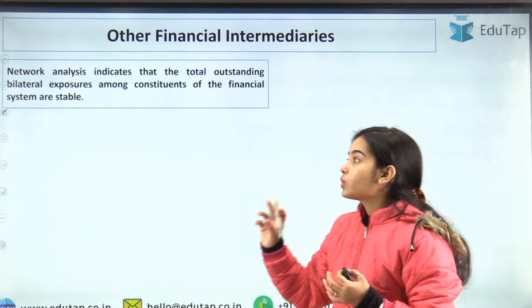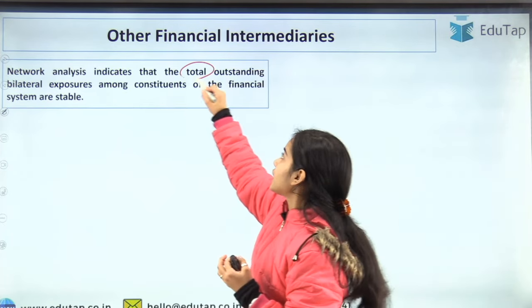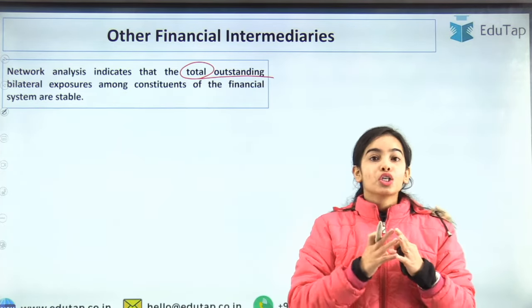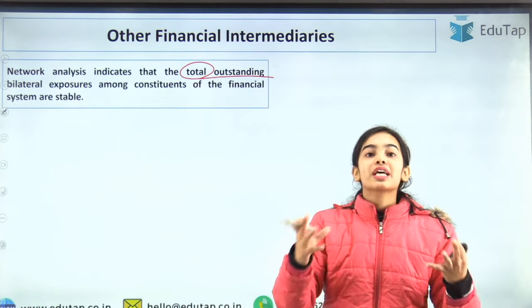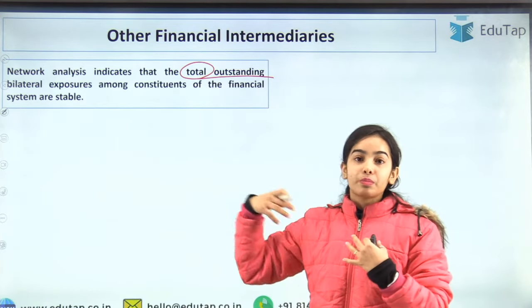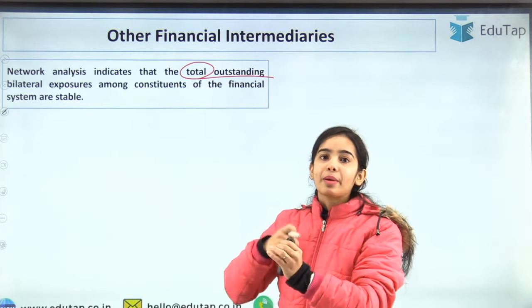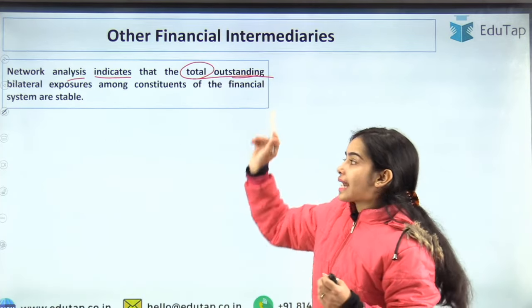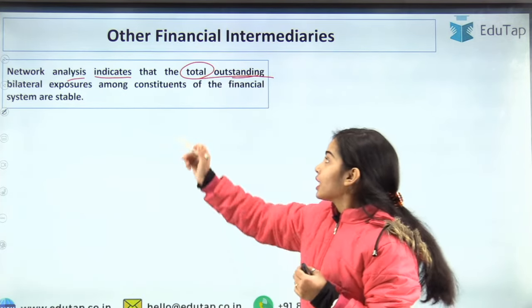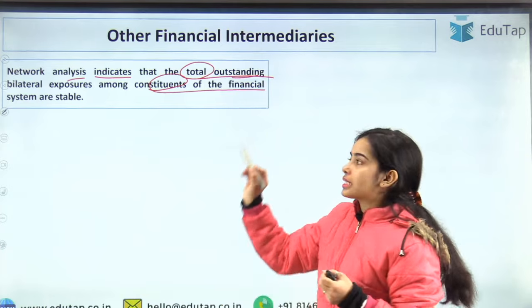Next is network analysis, which indicates that the total outstanding bilateral exposure. Network analysis means how much network I have. I have a connection with one other person. So I am giving a loan to this person, and this person is giving me a deposit. So the network is there. So network analysis indicates that the total outstanding bilateral exposure among constituents of the financial system is stable.